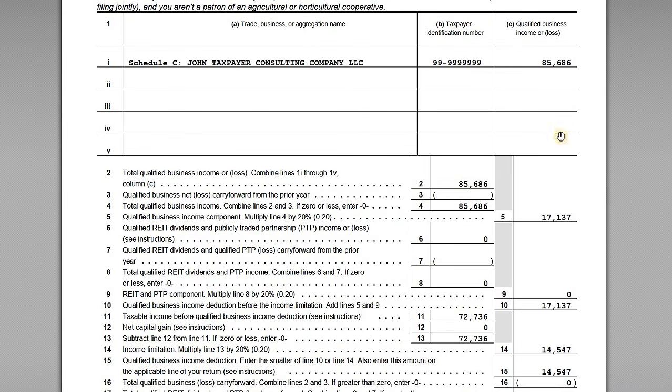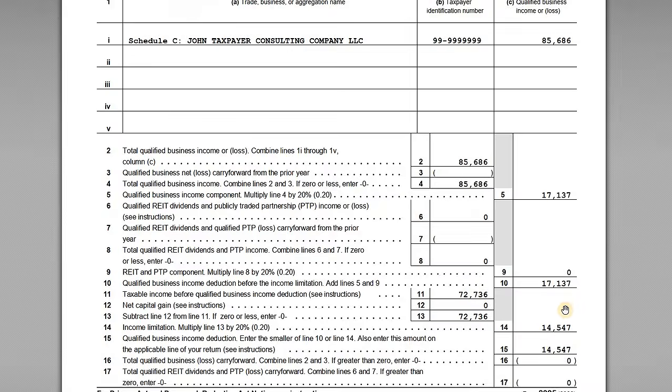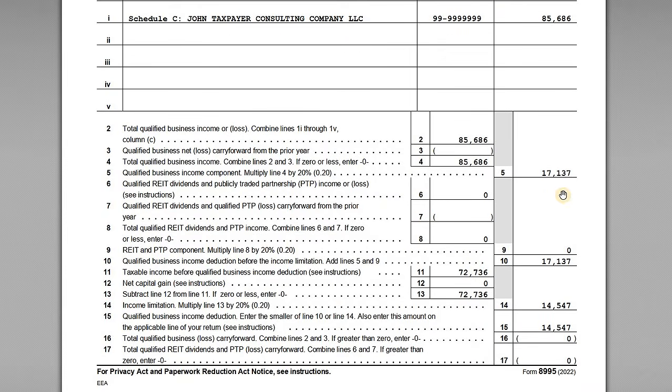So line 2, total up all the amounts. In this case, there's only one. So we've got the 85,686. We have no carryover coming through from prior year, so line 3 is blank. And then on line 5, we calculate this initial qualified business income component, right? So this is 20% of the 85,686. So that's a good start here.